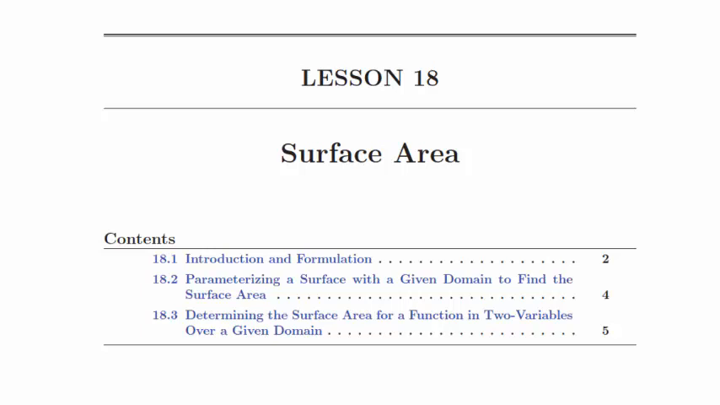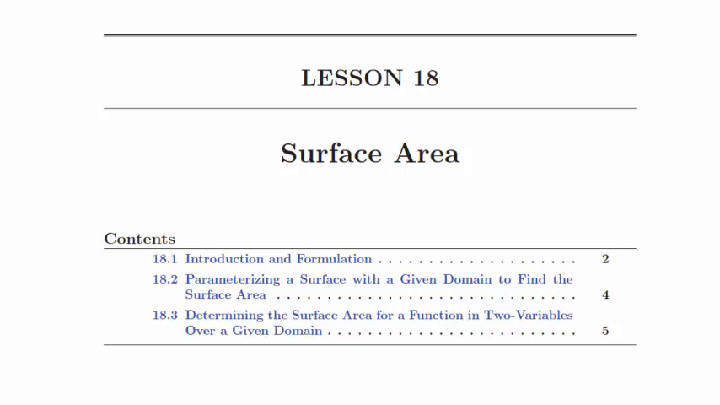To begin this lesson, we will do some introduction and formulation of how we even compute surface area. What we're going to see is that this is easiest to start with when we have a surface given in parametric form, and then we're going to look at finding the parametric forms of different types of surfaces so that we can use those to find the surface area of those given regions. And then we'll go on to finding surface area for a function in two variables.